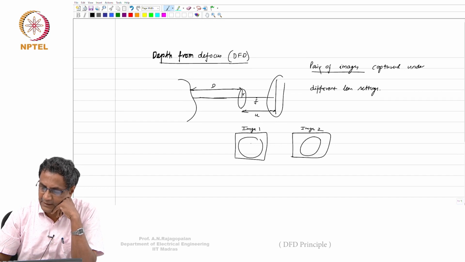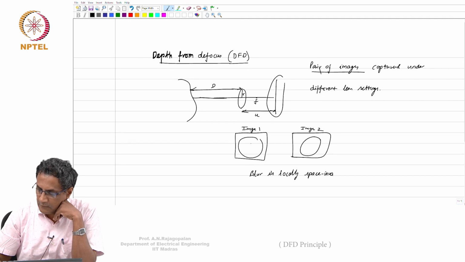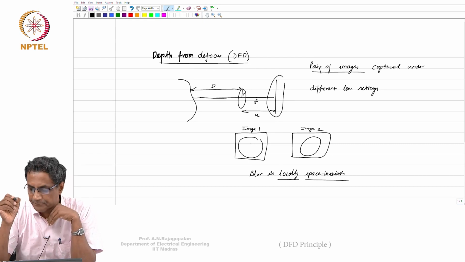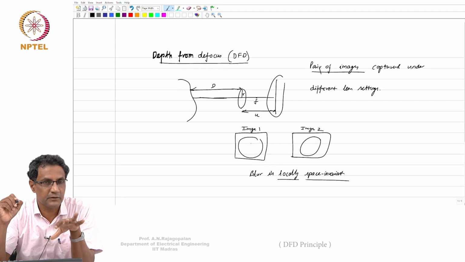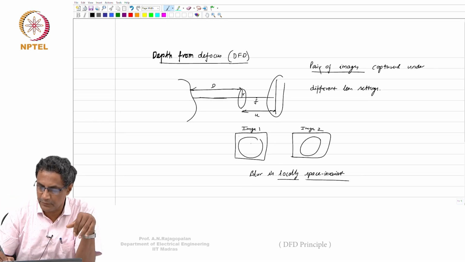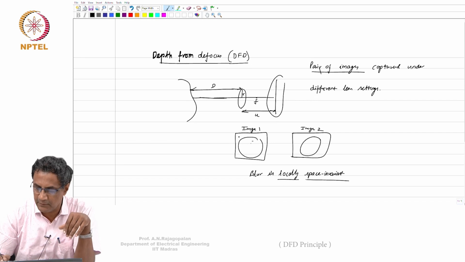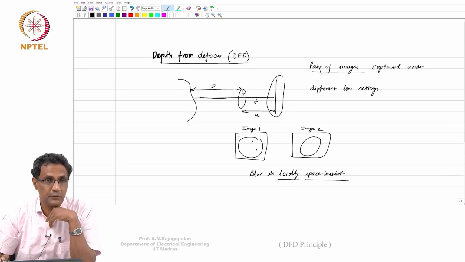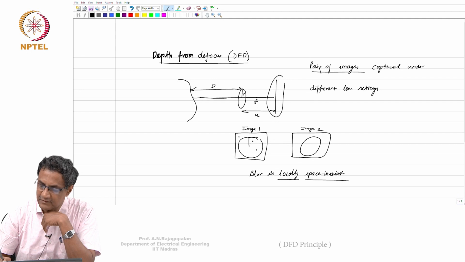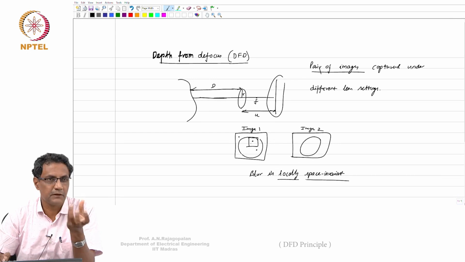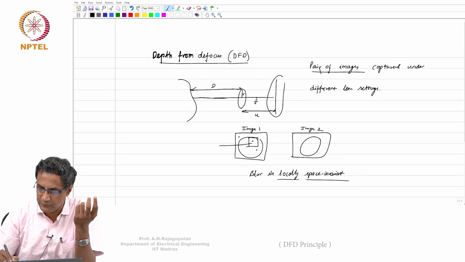The assumption that it makes is that blur is locally space invariant. This is like saying that overall it is spatially varying. So if you compute the blur that you have here, maybe that's not the same as what you have here, but over a local region, suppose I pick a patch, these patches are typically small, not more than 64 across 64.